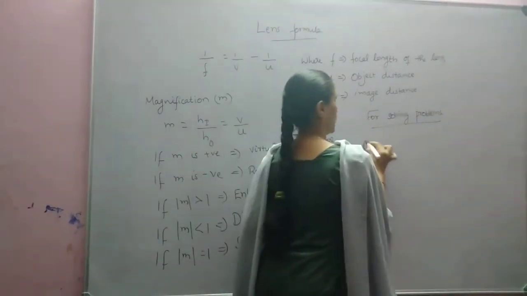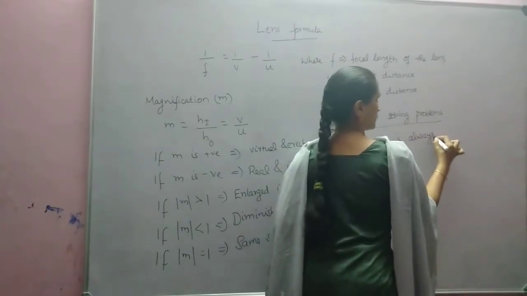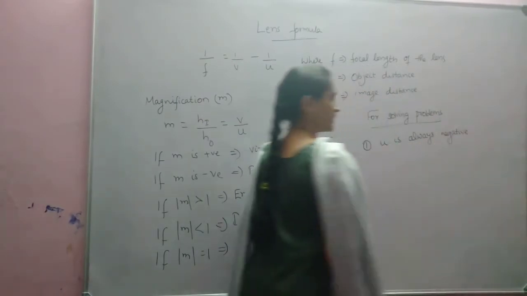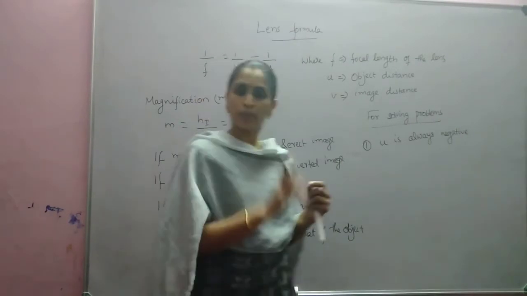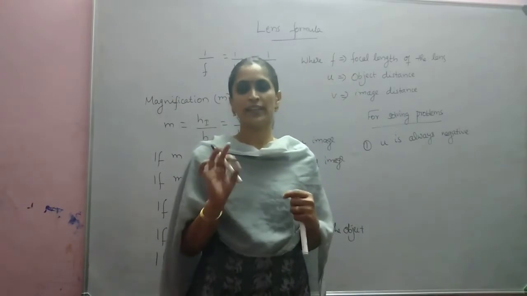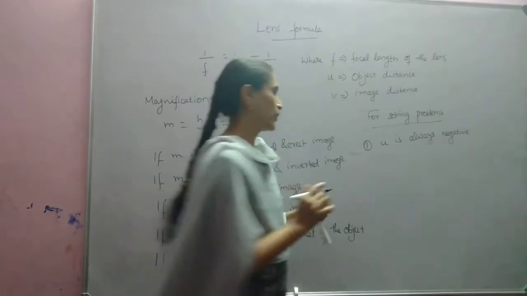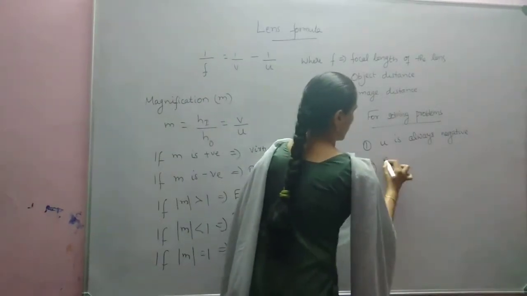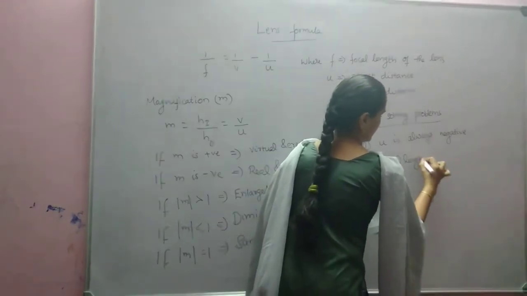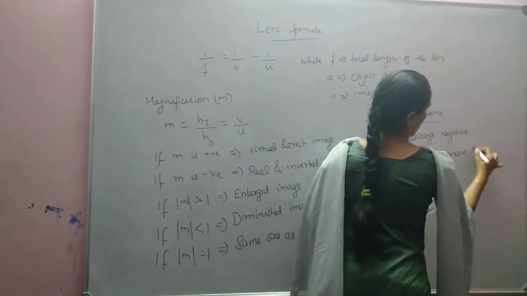First one, U is always negative. Object distance will always be taken as negative, provided it is given in the problem. If you have to find that value, don't take it as negative; when you do the calculation, you will automatically get that value as negative. Then the focal length of a concave lens is negative.